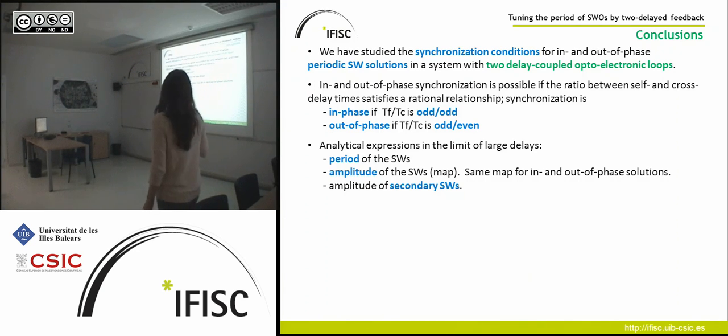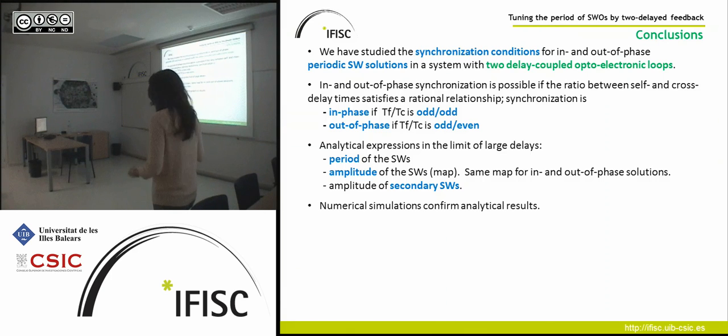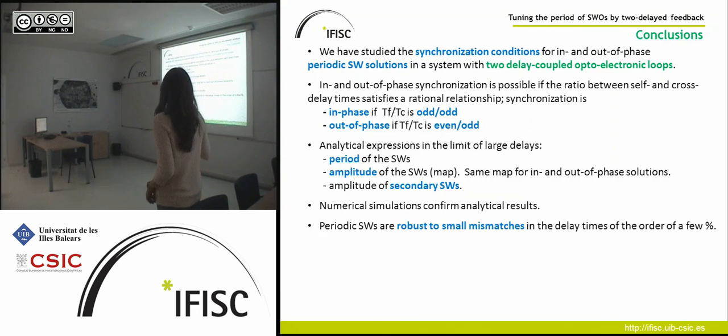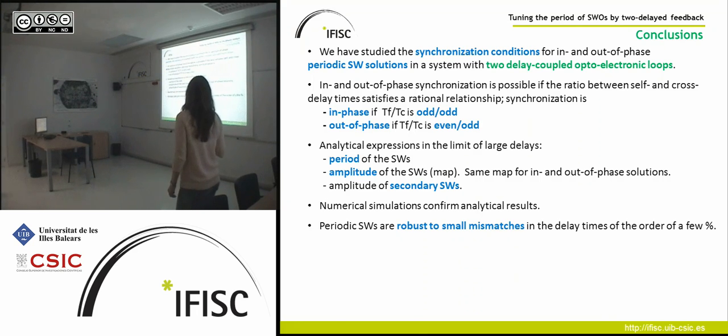We have derived analytical expressions in the limit of large delays for the period and the amplitude of the square waves. We have obtained that the map for the amplitude is the same for in and out of phase solutions. We have also obtained a more general map valid for secondary square waves and other solutions. We have shown numerical simulations that confirm our analytical results. And we have seen that these periodic square waves are robust to mismatches in the delay times of the order of a few percent.